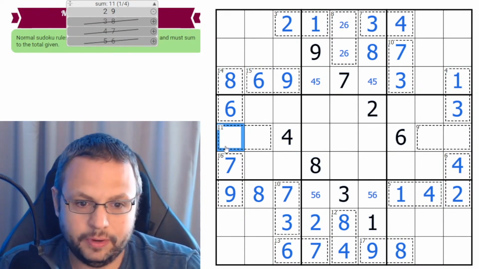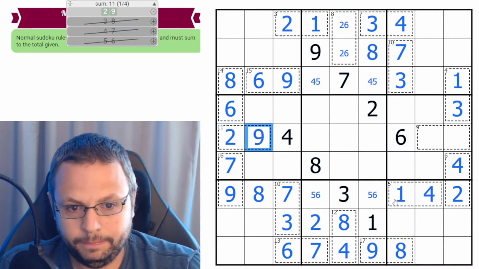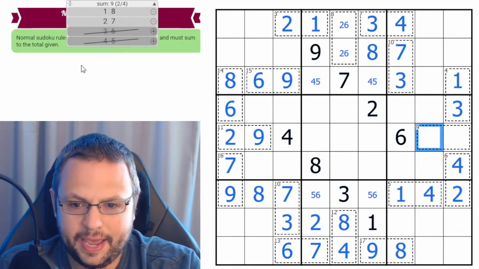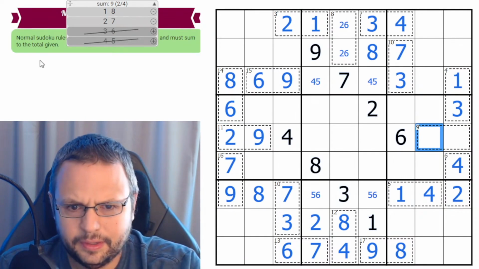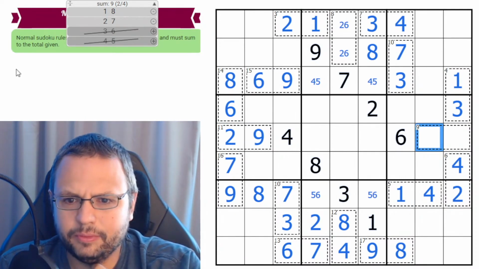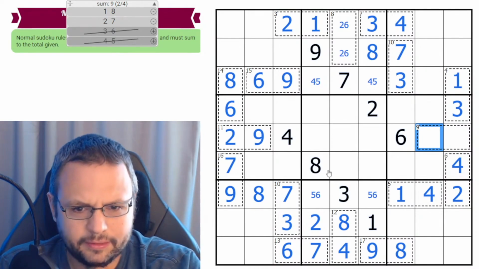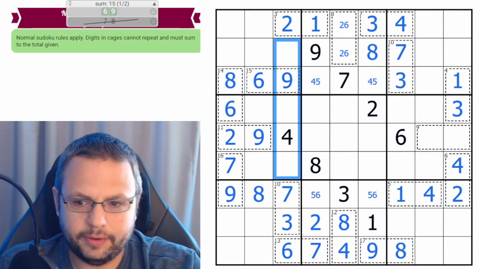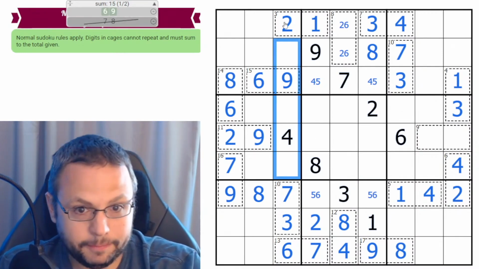So this is now a 2 9, and I know the order. Namely, it's 2 and 9. This cage can't have... Oh no, I was expecting by symmetry that this one was going to be resolved, but I think it is not yet resolved. Let me write in the rest of the digits in this column and then go from there.